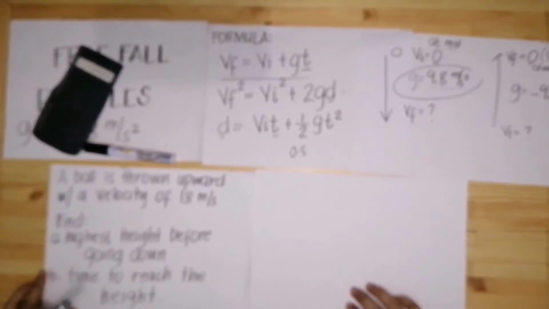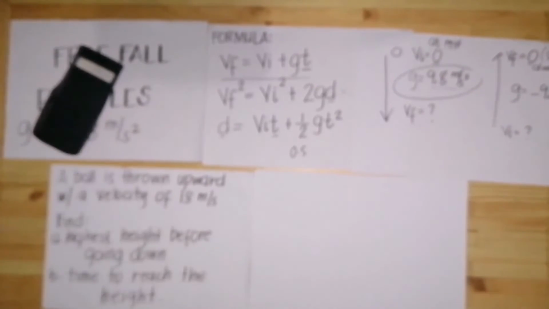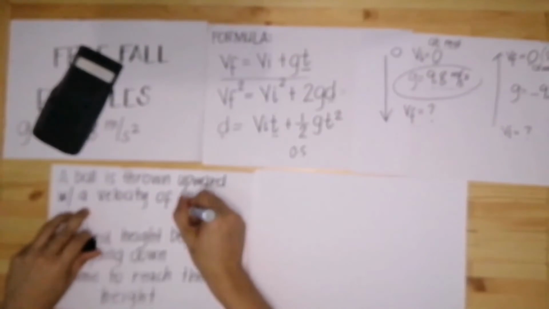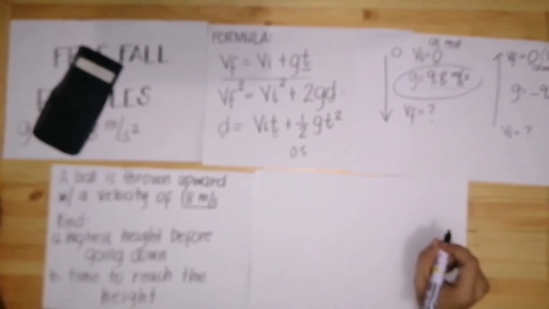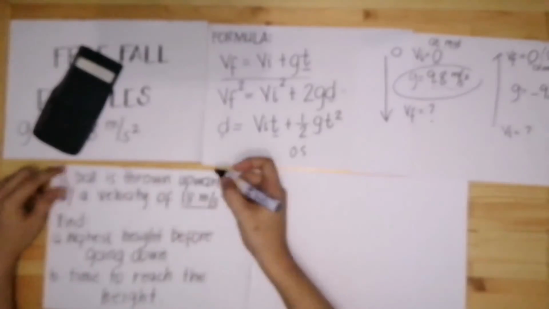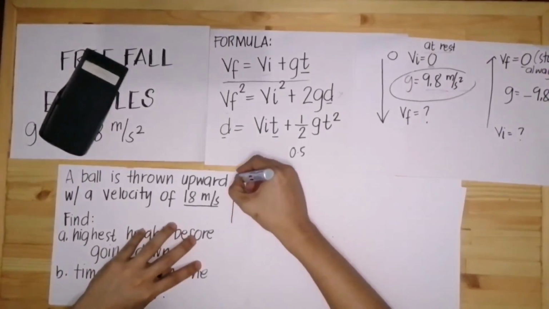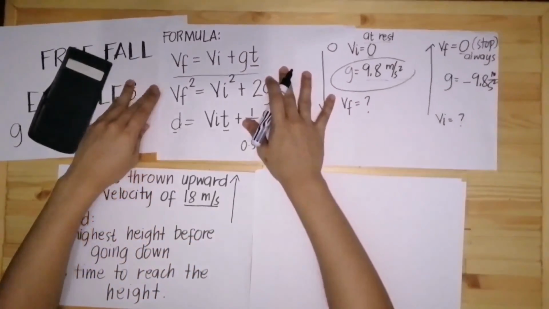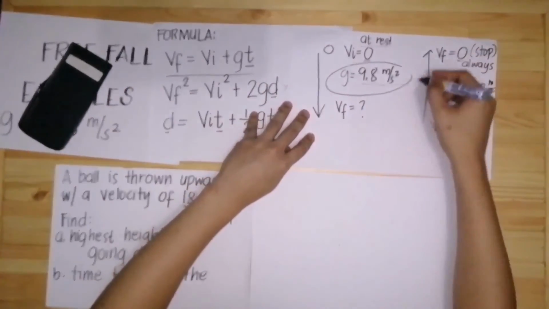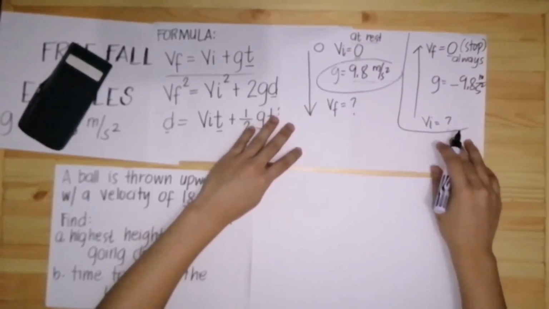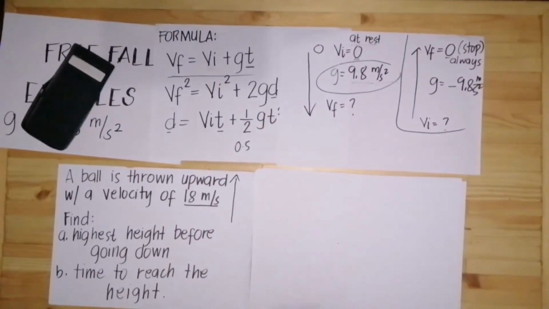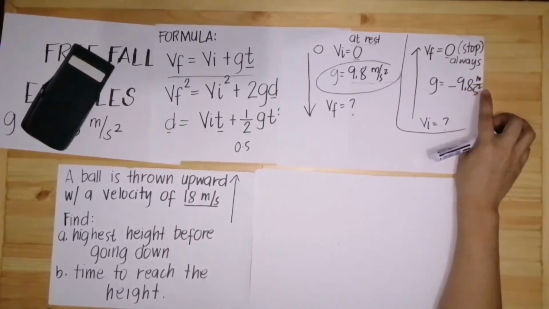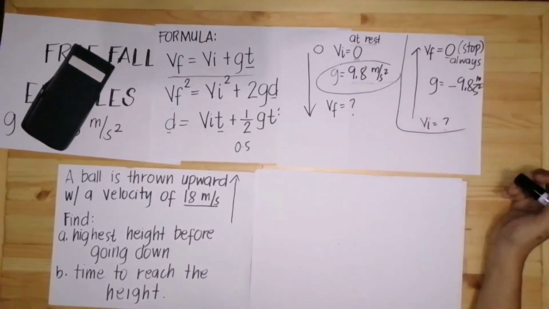This time, a ball is thrown upward with a velocity of 18 meter per second. Since it is thrown upward, the direction is upward. So this is the illustration we will use. This illustration tells us that the gravitational acceleration you will use is negative 9.8, because the ball slows down more and more.